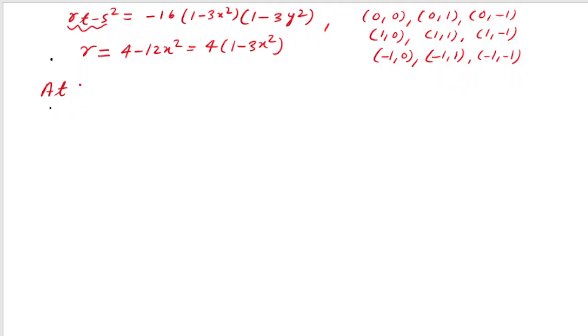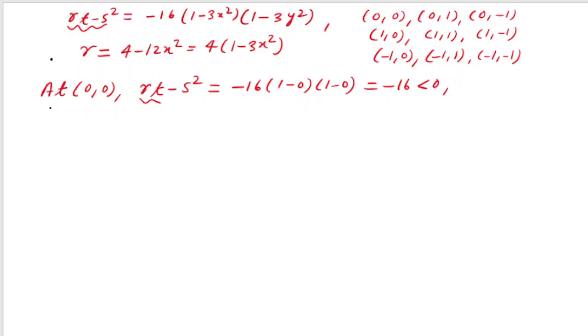So first we are taking the point 0, comma 0. So at 0, comma 0, if I calculate rt minus s square, I will get minus 16. And if I put x is equal to 0, I will get 1 minus 0, y is equal to 0, 1 minus 0. So I got minus 16, which is less than 0, so no need to do anything, because once we get rt minus s square less than 0, this point 0, comma 0 becomes a saddle point. Okay, so the first point is over.